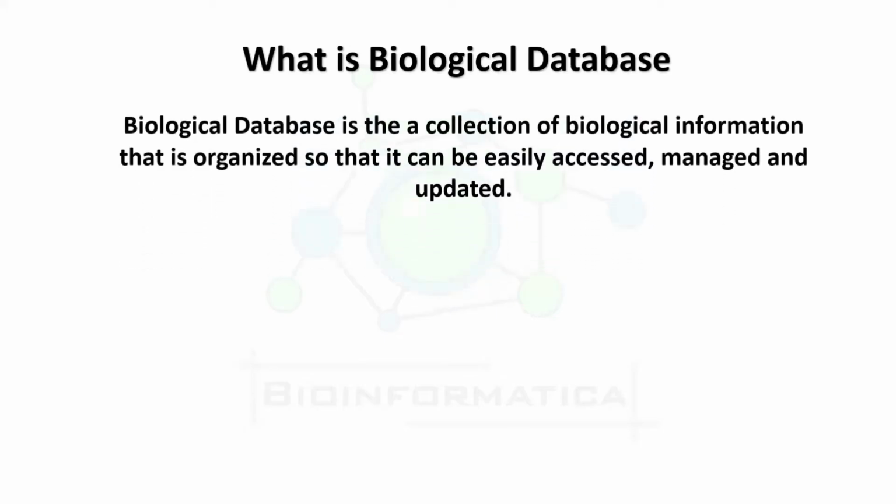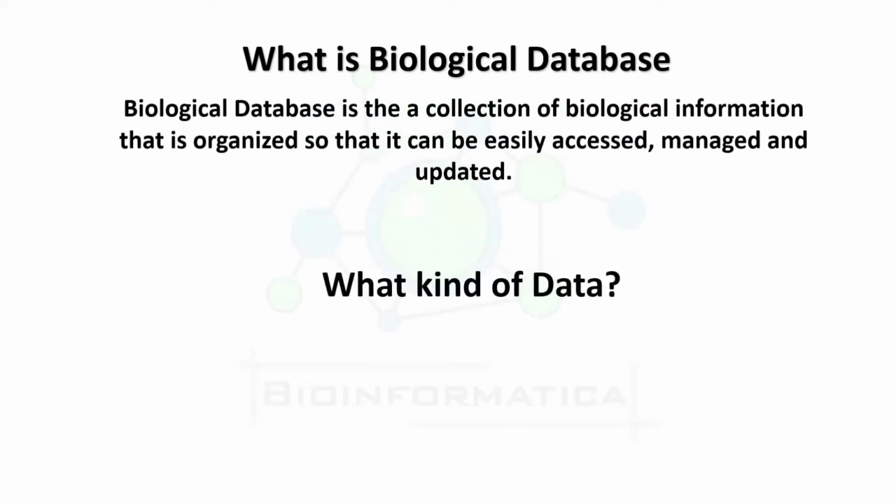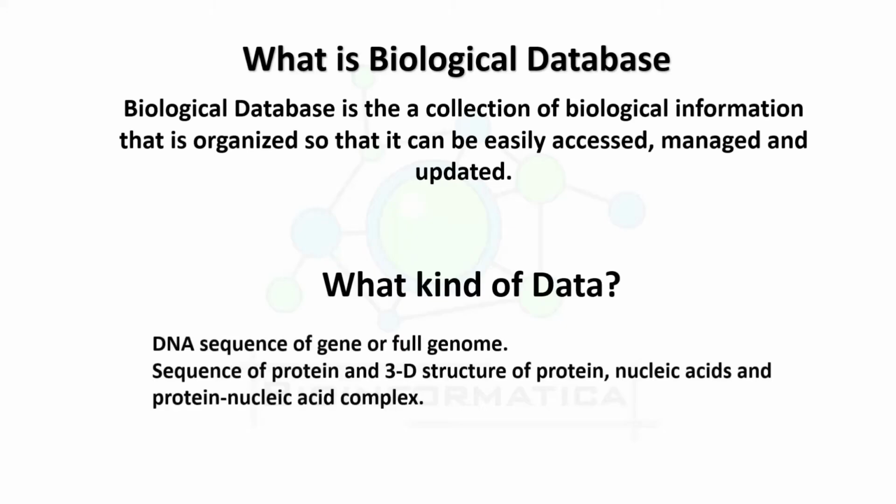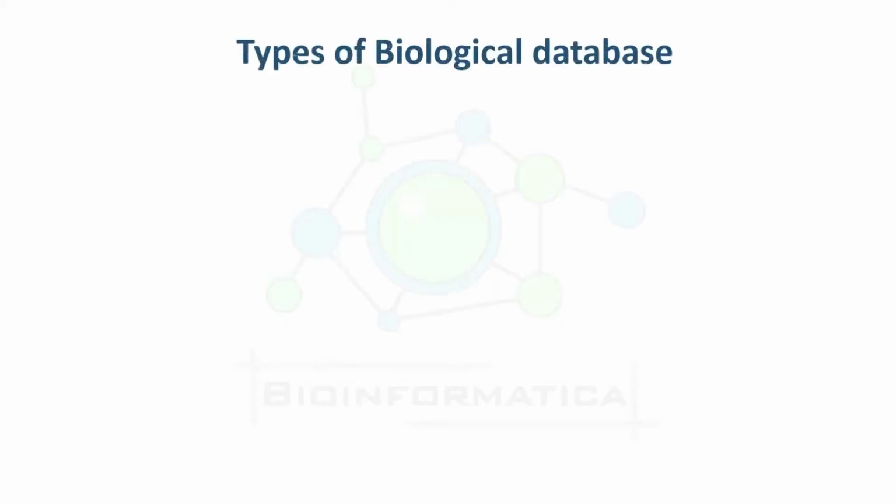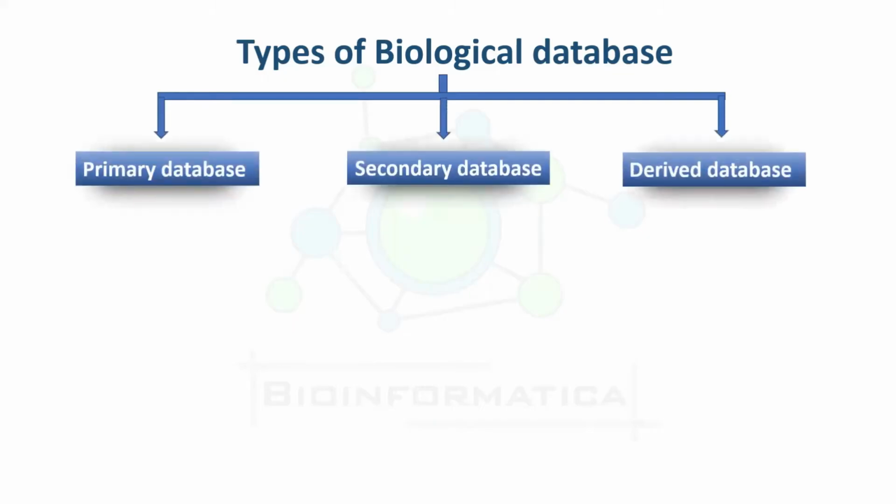So what kind of data do we need to deal with? The classical data of bioinformatics include the DNA sequence of a gene or full genome, the sequence of protein, and the 3D structure of protein, nucleic acids, and protein-nucleic acid complexes. Additional omics data streams include transcriptomics, the pattern of RNA synthesis from DNA, genomics, and proteomics. There are 1552 databases that are publicly accessible online, and these biological databases can be classified into three categories: primary database, secondary database, and derived database.